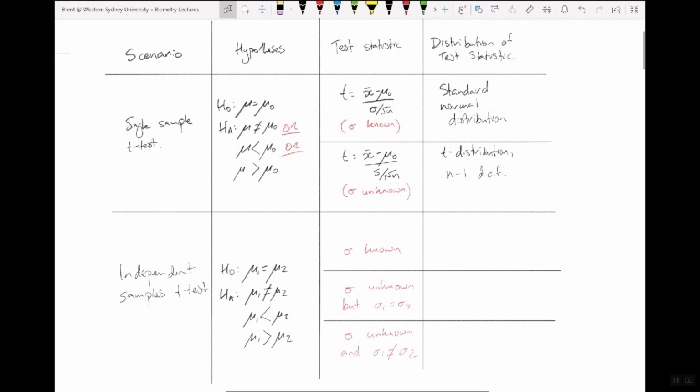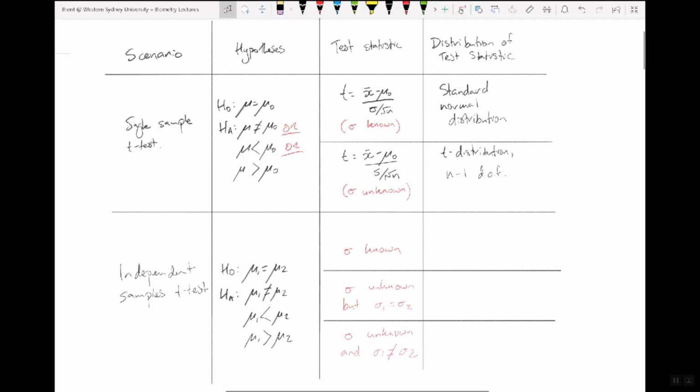And more to the point, you see the similarities more than the differences across all of these different tests that we do. There's always this basic idea of how far away am I from what I expected to get in terms of some measure of spread. For a single sample, the measure of spread was the standard error, where we calculate it as sigma over the square root of n, or s over the square root of n, if we don't know what sigma is. Okay?